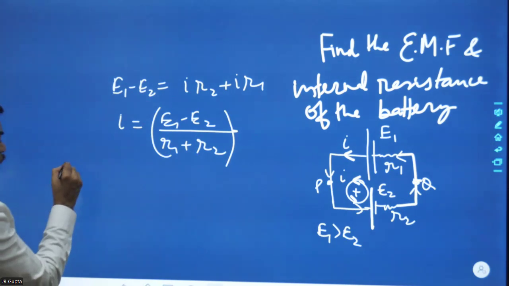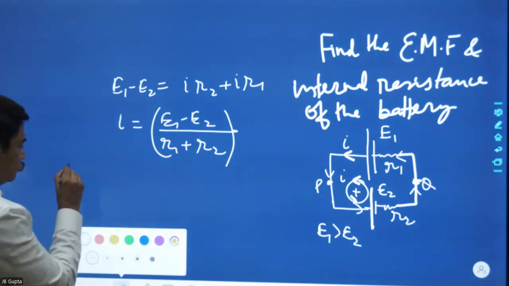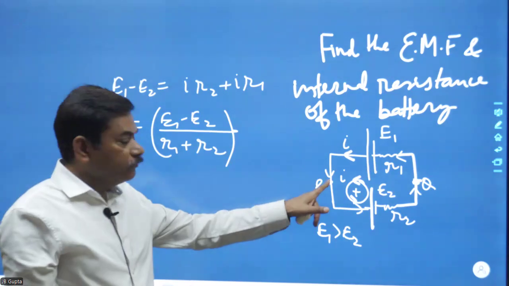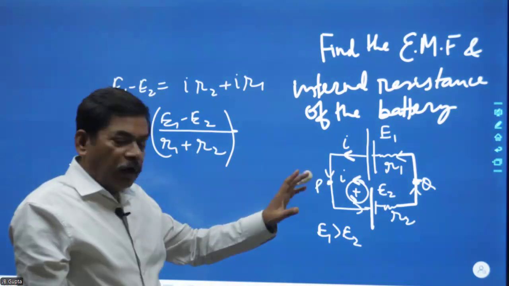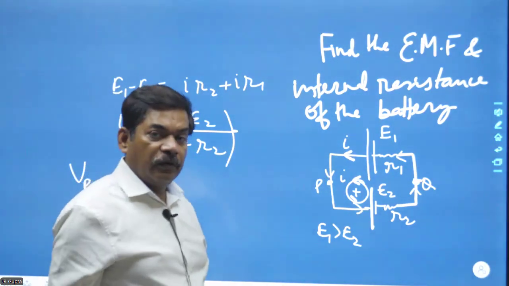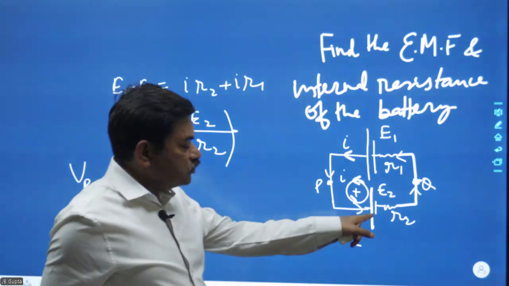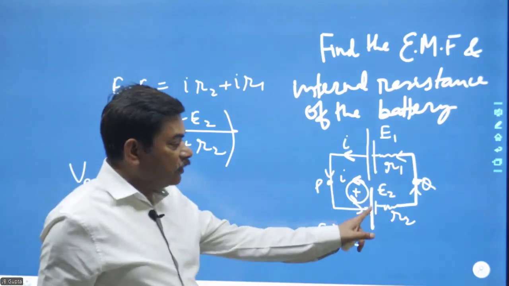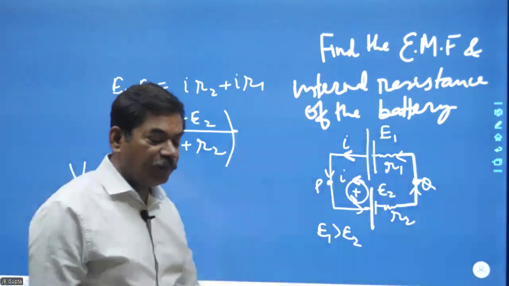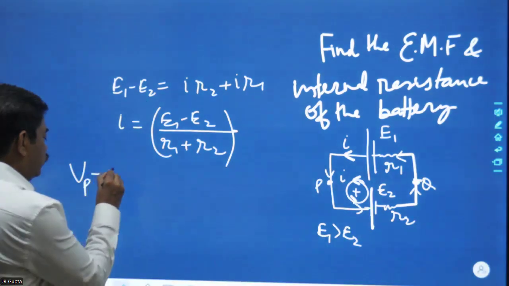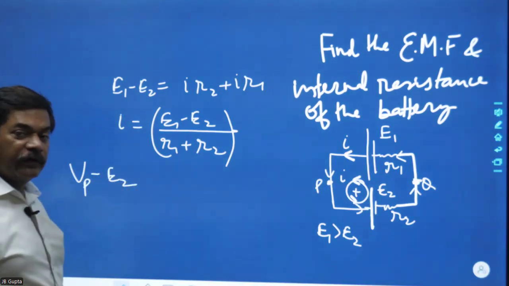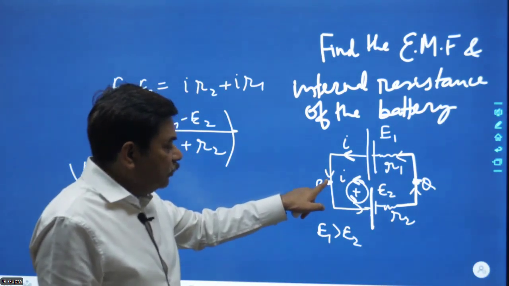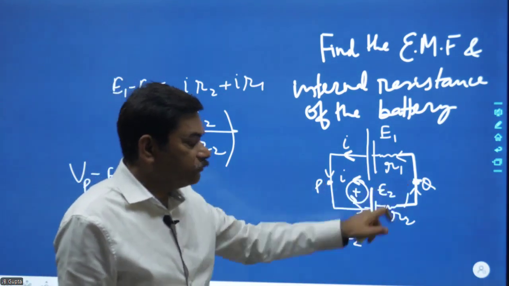So see, we do it like this, VP, the potential of this point. Now understand this concept: if a cell comes on the way, see which terminal of the cell is towards Q. It is the negative terminal, so write minus E. I'm going from this lower path in the circuit, from P to Q.